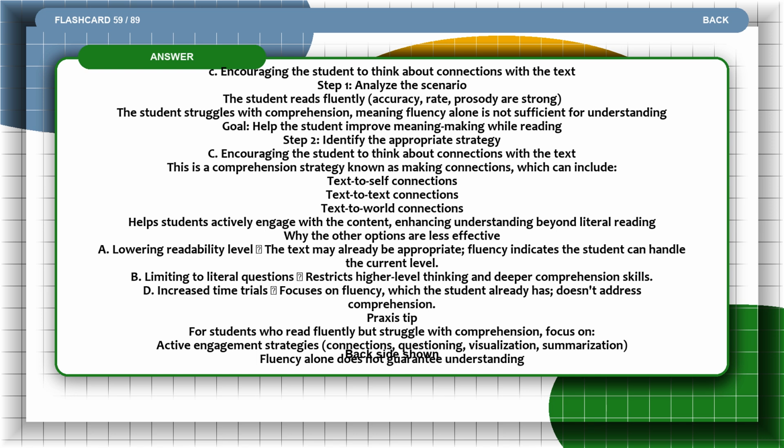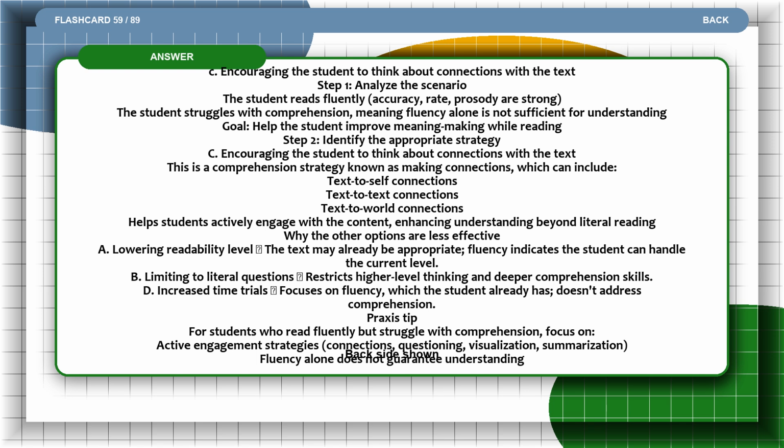Why the other options are less effective. Lowering readability level. Right arrow, the text may already be appropriate. Fluency indicates the student can handle the current level. B. Limiting to literal questions. Right arrow, restricts high-level thinking and deeper comprehension skills. D. Increased time trials. Right arrow, focuses on fluency, which the student already has, doesn't address comprehension.